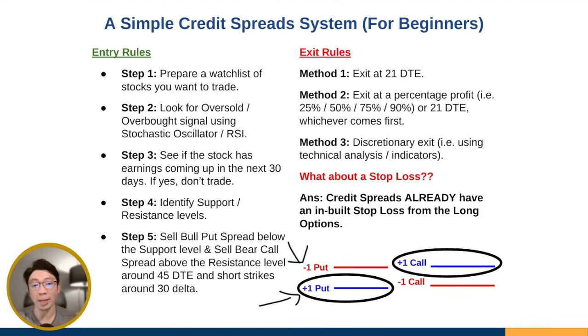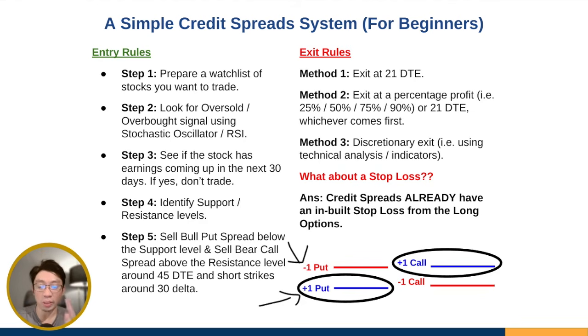So this is an inbuilt stop loss. So why do you want to have a stop loss on top of a stop loss? You see, it just doesn't make sense on a credit spread, or rather on any spreads, because these spreads already have this embedded long option that stops your maximum loss. So what does a stop loss do? A stop loss just caps your maximum loss, and that's what this long put does.